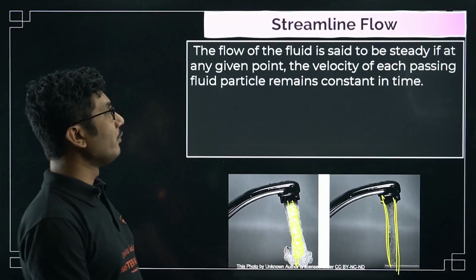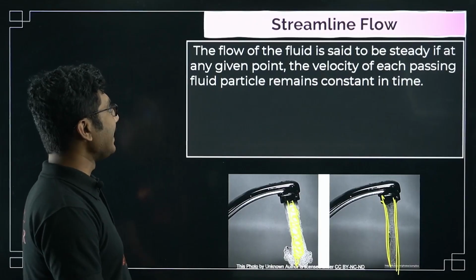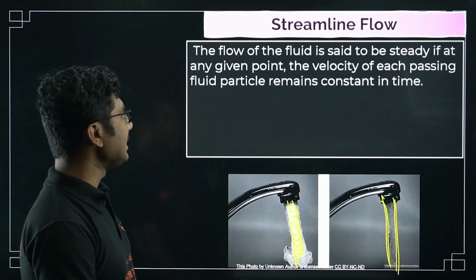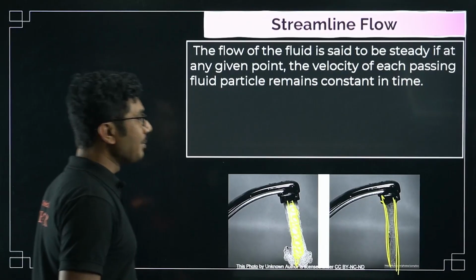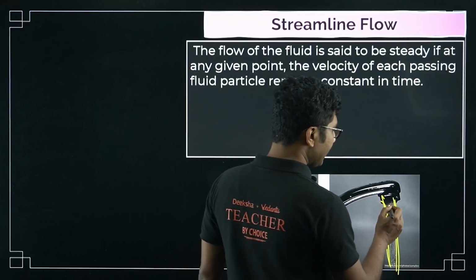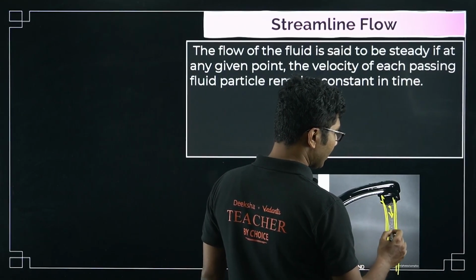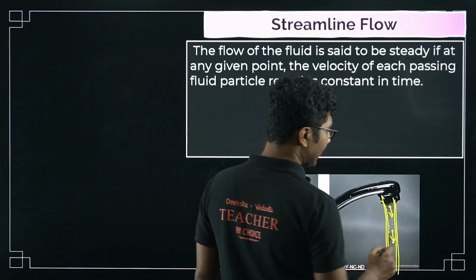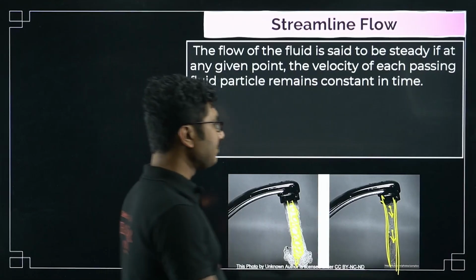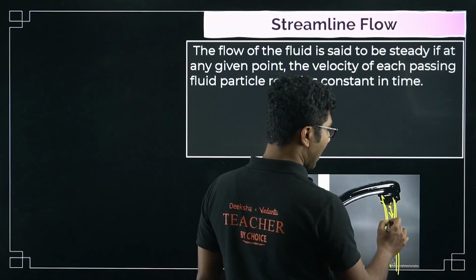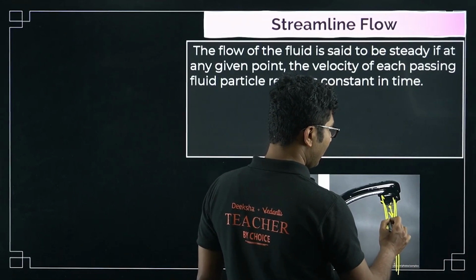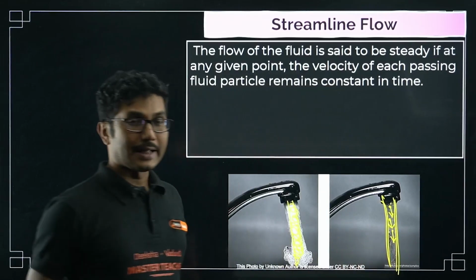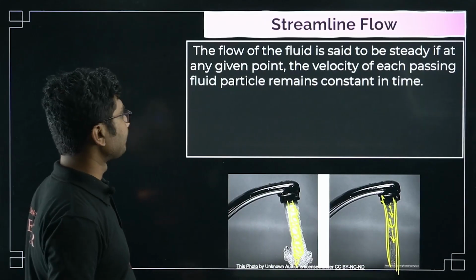The flow of fluid is said to be steady if at any given point the velocity of each passing fluid particle remains constant in time. So the speed of this water molecule and this water molecule are the same. Each passing molecule coming out of this tap is passing with the same velocity, same speed. That is called streamline motion.